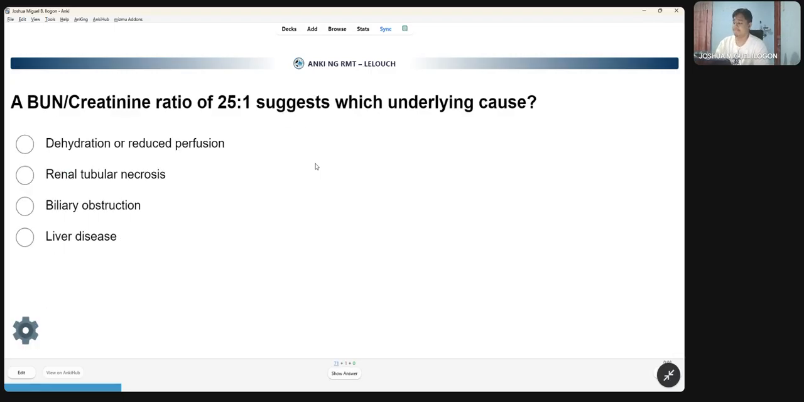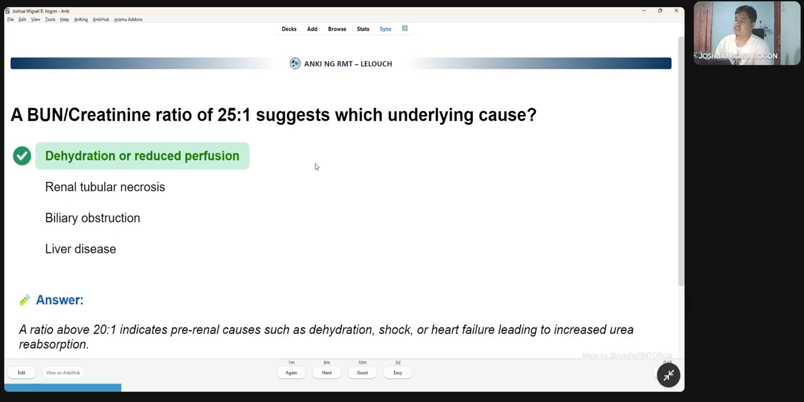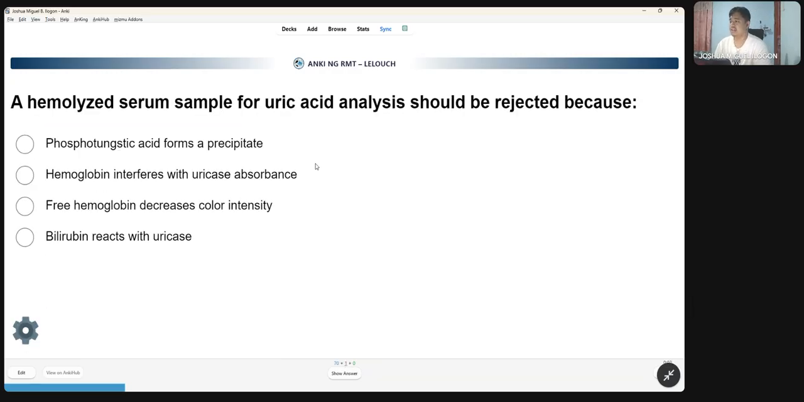Isn't that prerenal? So dehydration and reduced perfusion. Yeah, it's prerenal. A hemolyzed sample for uric acid should be rejected because hemoglobin interferes with uricase absorbance. Bilirubin, hemoglobin, xanthine, and ascorbic acid are the things that will cause interference. A hemolyzed sample for uric acid should be rejected.